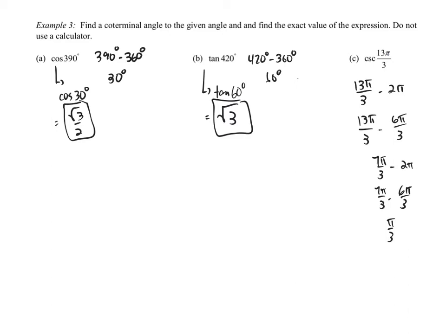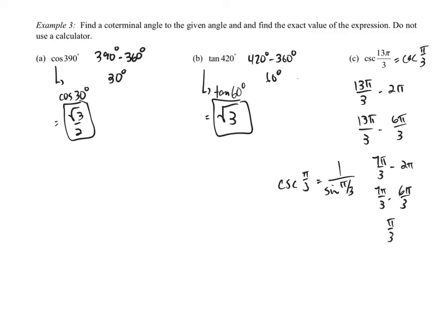Okay, so what that means is that back up here, this is the same thing as cosecant of pi over 3. And that's something that you should have memorized. And so remember, cosecant of pi over 3, that's just the reciprocal of sine of pi over 3.